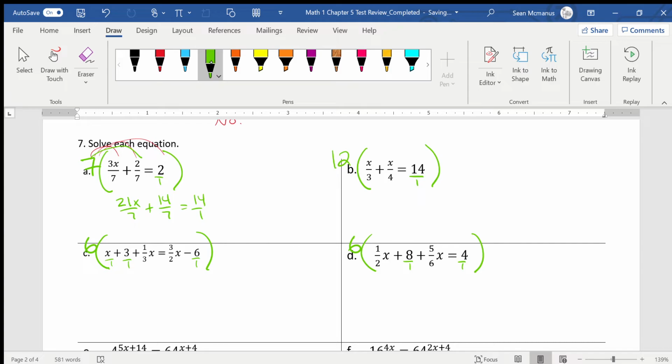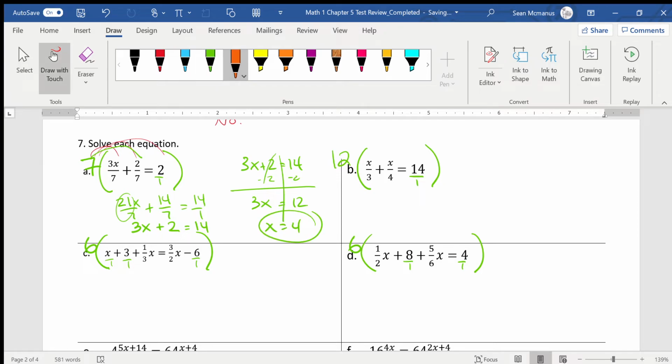So here, 21 divided by 7 is 3. So 3x plus 14 divided by 7 is 2. 14 divided by 1 is 14. 3x plus 2 is 14. So, right, subtract 2 from both sides. 3x is 12, and the x is 4.